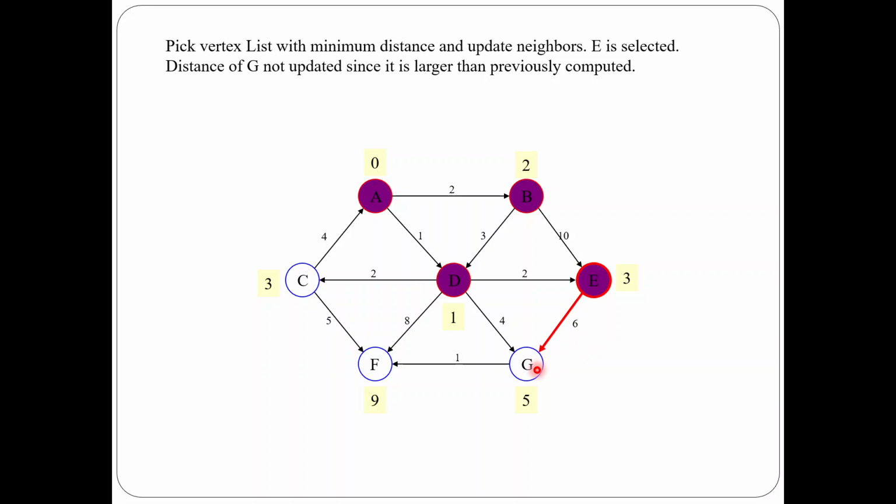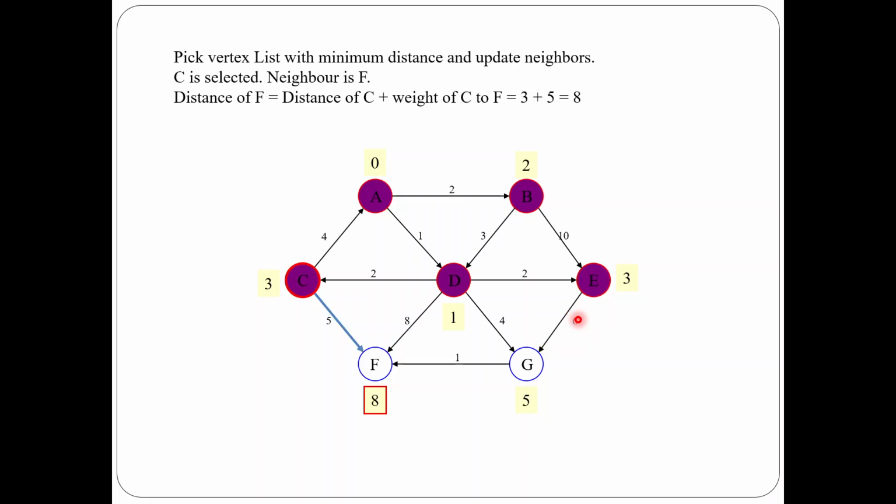But I can reach G directly from A to D and D to G with 1 plus 4, 5. If I come through the other way, I require a value of 9. So I can ignore this value. Next minimum is C. To C, the only connection is F.